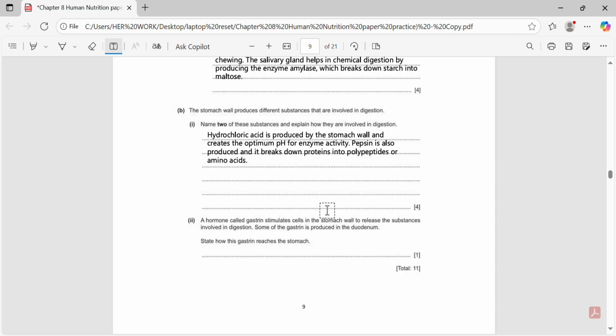Now, they say, some gastrin is produced in the duodenum, and they want you to state how this gastrin reaches the stomach. Since gastrin is a hormone, it's carried through the circulatory system, not through a duct like enzymes. So, the correct pathway is via the bloodstream. So, we will write, it travels in the blood to the stomach.